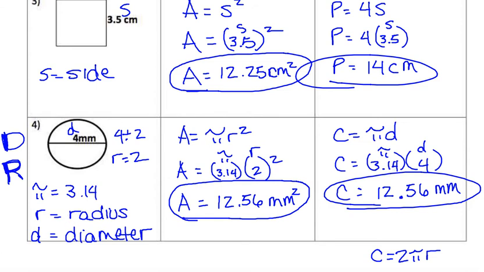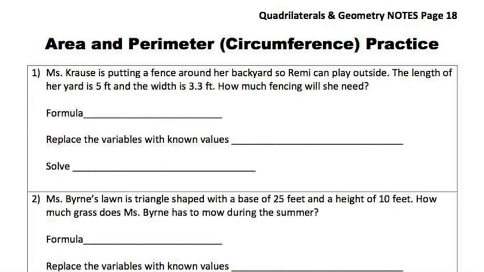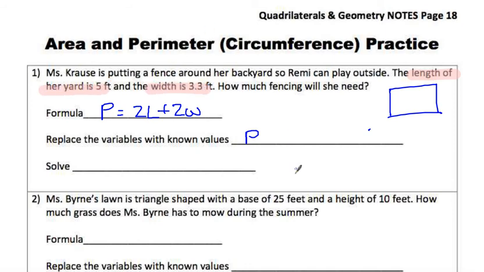Now, what I want you to do is read through problem 1. It says, Miss Krause is putting a fence around her backyard so Remy can play outside. The length of her yard is 5 and the width is 3.3. How much fencing will she need? So the formula for this shape, because it says length and width, so it's a rectangle, and we're doing a fence, is going to be P equals 2L plus 2W. And then it says replace the variables. So it says the length of her yard is 5 and the width is 3.3.